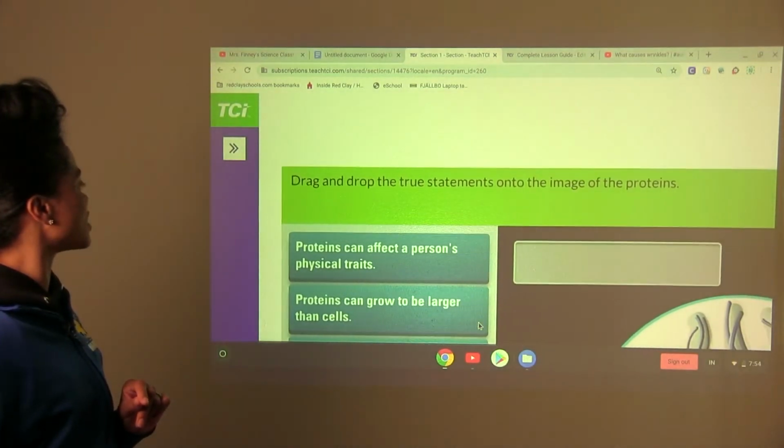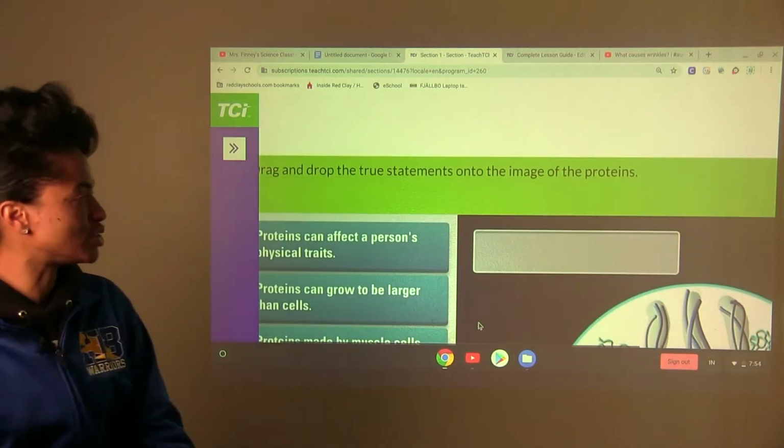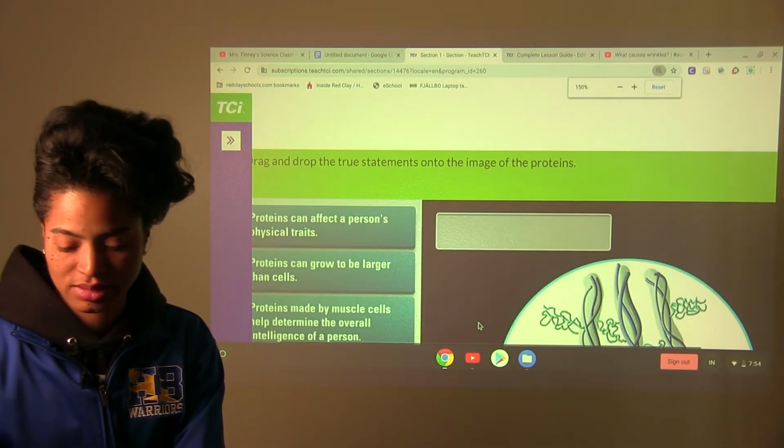All right, let's check for understanding. Drag and drop the true statements onto the image of the proteins. Let's see.